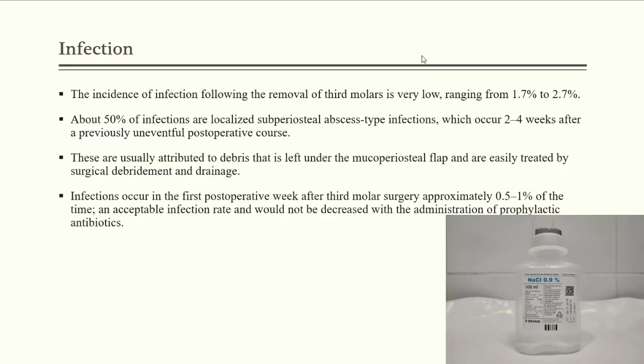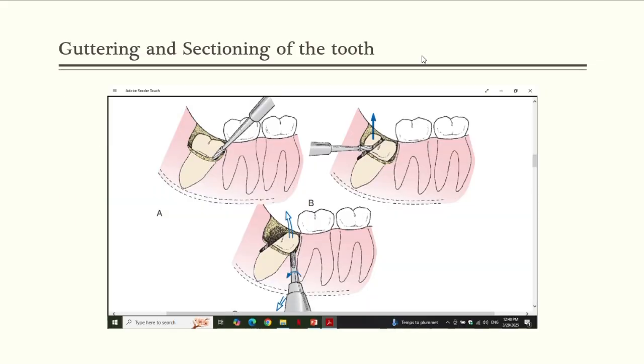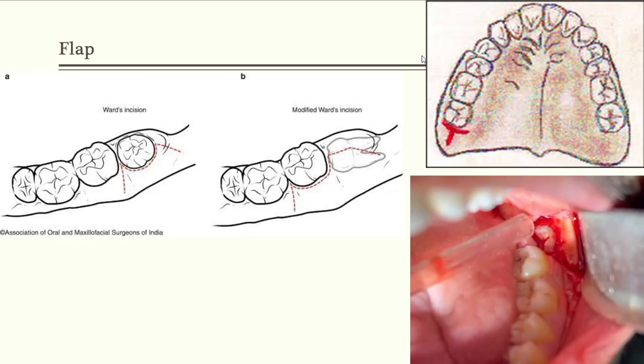Now, for infection, the incidence is low, 1.7 to 2.7%. Mostly they are subperiosteal abscesses due to lack of irrigation in the place where we put our retractor. Let me show you where the retractor is placed. Here. This is the retractor.